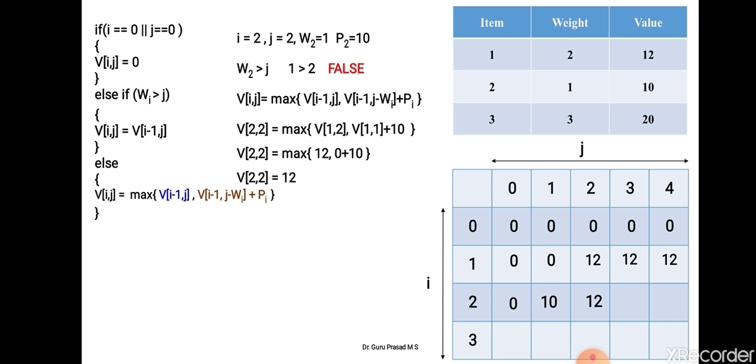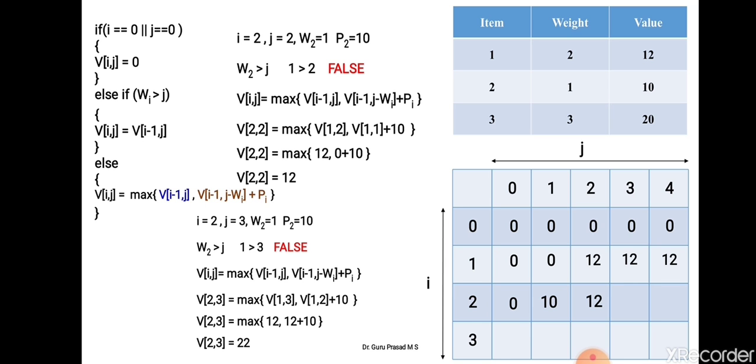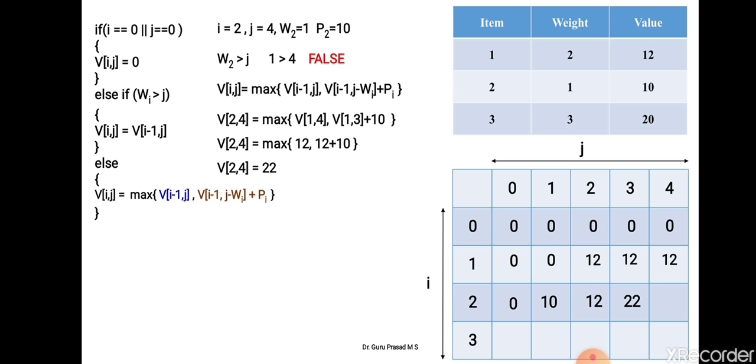Next, i equal to 2, j equal to 3. W2 greater than j: 1 greater than 3, false. Control goes to the else part. Substitute the i value, j value, w2 value, p2 value. The maximum value we got is 22. So the 2 comma 3 value is 22. Next, i equal to 2, j equal to 4, 1 greater than 4, false. Substitute the values, and we got the cell V of 2 comma 4 equal to 22.